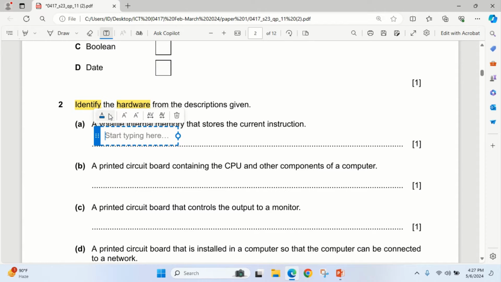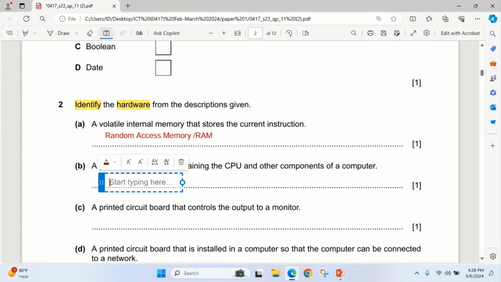So anyone that you want to use. Okay, let me type in color red. You can type it in full: random access memory or just RAM. Then the next one is a printed circuit board containing the CPU and other components of a computer. A printed circuit board, that is motherboard.